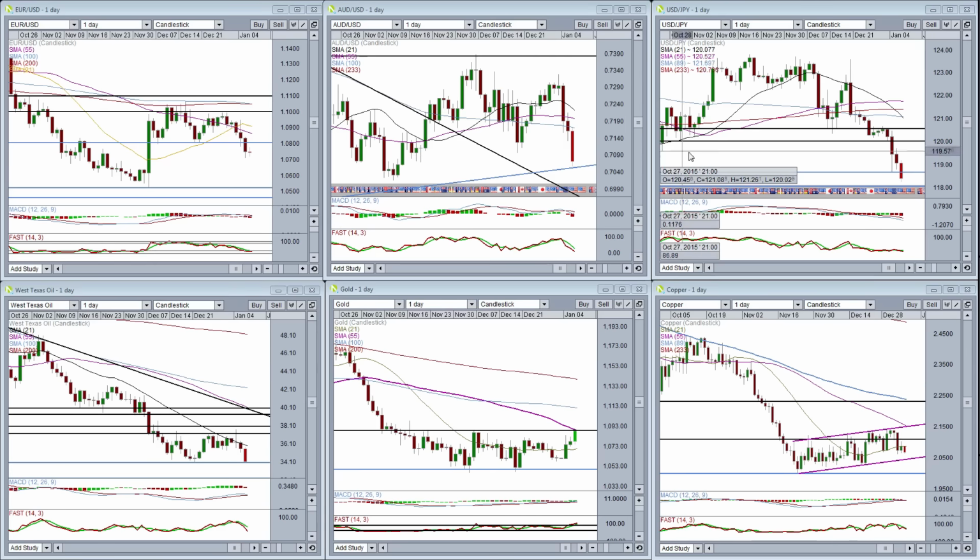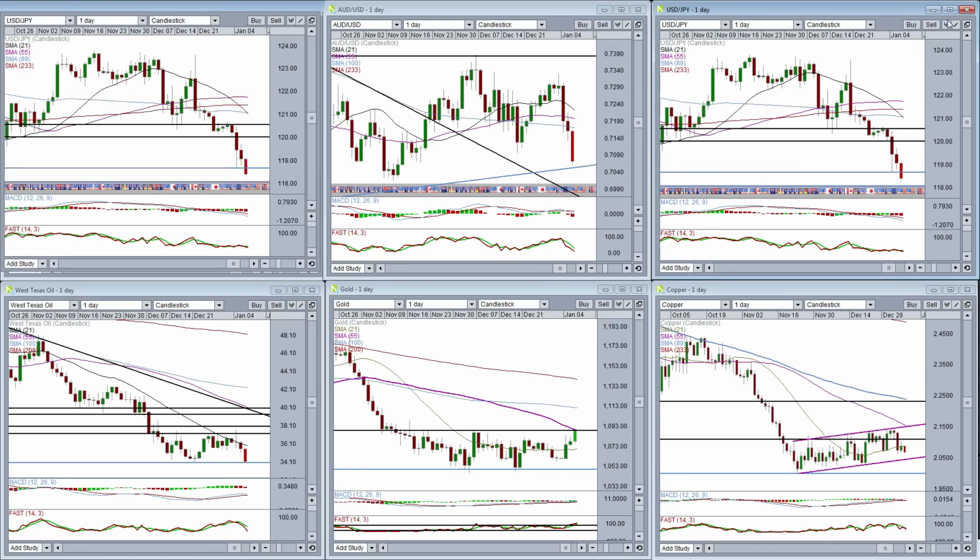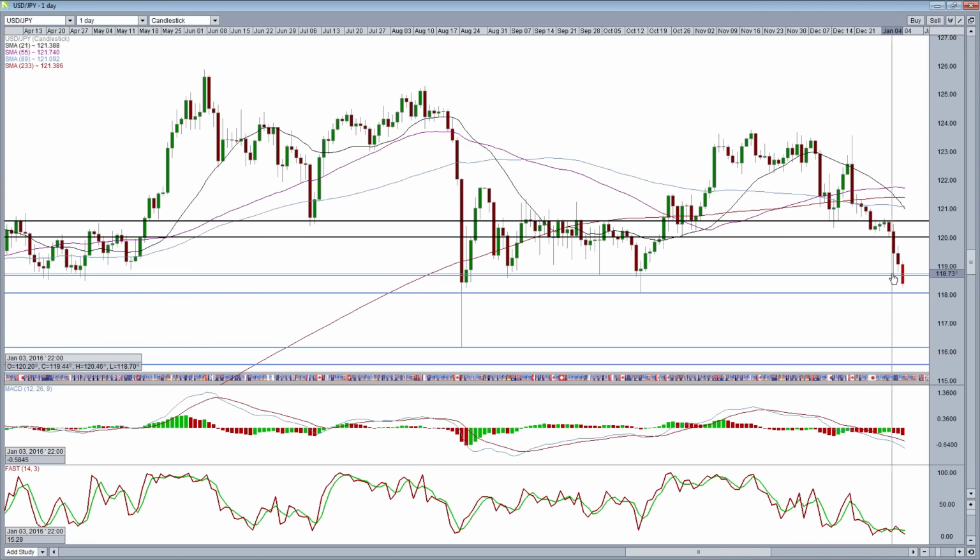Now today we'll start with dollar yen because we've highlighted this currency pair previously. We have had a break of those 118.65 levels. We saw it obviously tested a couple of days ago on Monday, and we have seen that broken today.